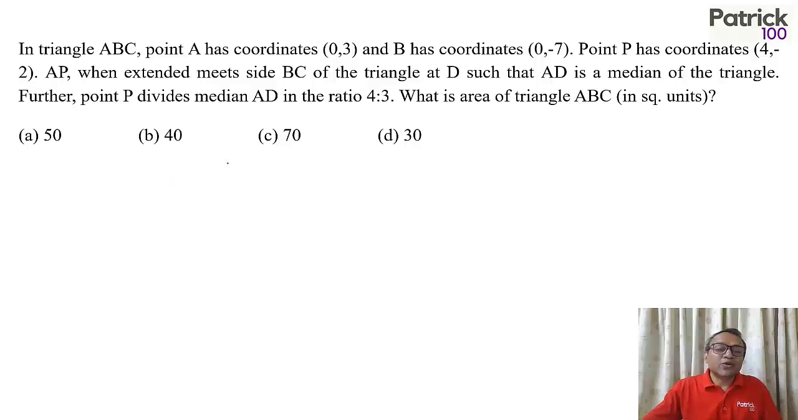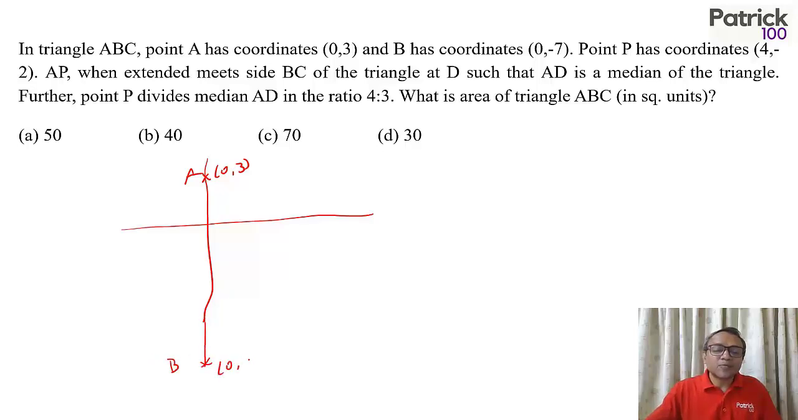Triangle ABC, I'll draw it. Normally in geometry it makes sense to draw the figure. So you have point A, which is (0, 3). You have point B, which is (0, -7). You have a point P which is (4, -2). So (4, -2), let's say here.